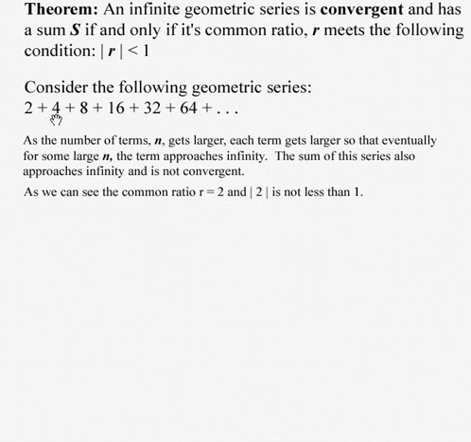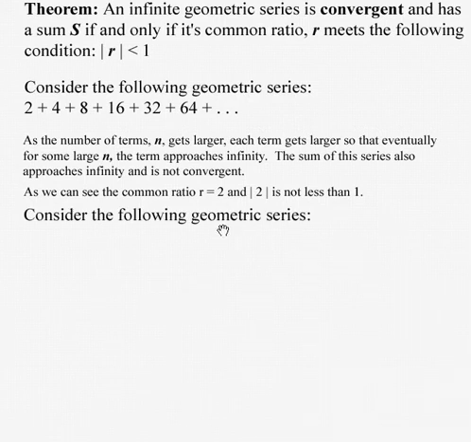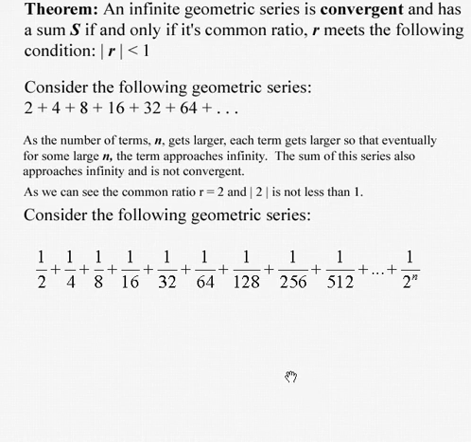2 times 2 is 4, 4 times 2 is 8, 8 times 2 is 16, 16 times 2 is 32, 32 times 2 is 64. So the common ratio of the above geometric series is 2. If we take the absolute value of 2, we don't get a number less than 1. So in that particular situation, we say the series is divergent as opposed to convergent.